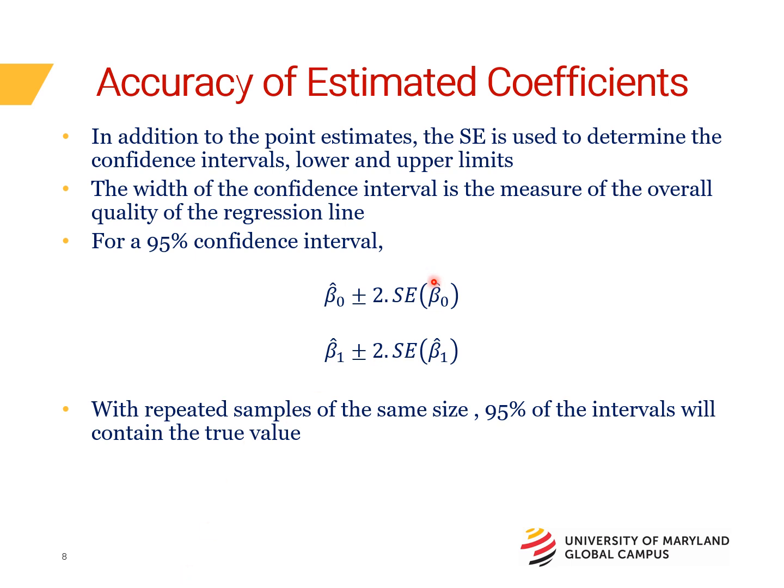Here, the 95% confidence interval for the intercept is plus or minus 2 times the standard error of the intercept, and for the slope, it is plus or minus 2 times the standard error of the slope. So what that means is, with repeated samples of the same size, if you take multiple samples from the same domain, 95% of the intervals will contain the true value, which means there is a 5% chance that the true value falls outside of the confidence interval.